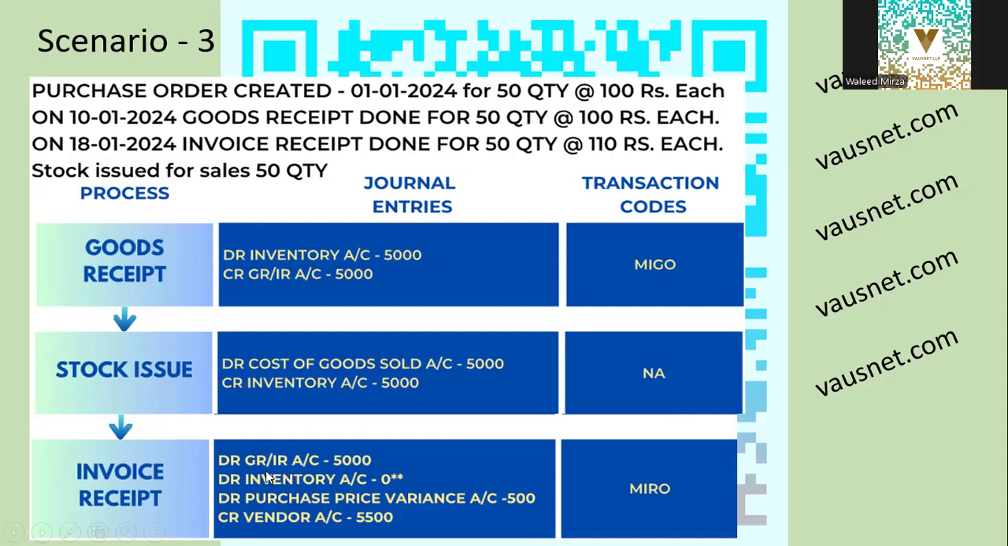Invoice receipt, GRIR account is knocked out with 5,000, 5,000. Inventory account is 0. Purchase price variance is 500. Okay, and vendor account is credited. Transaction is MIRO.